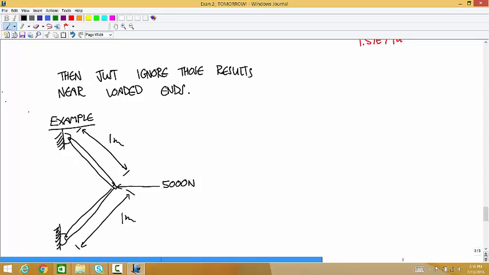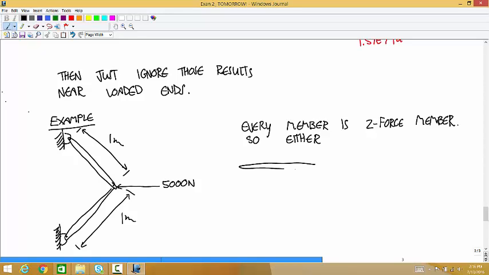And that means every member is a two-force member. So the only possibilities are this or this.